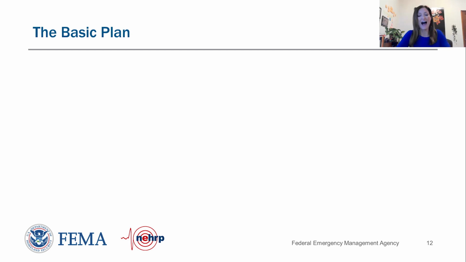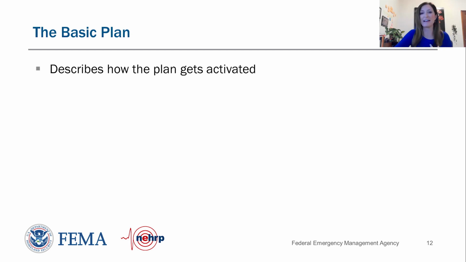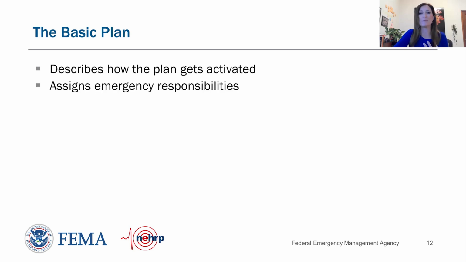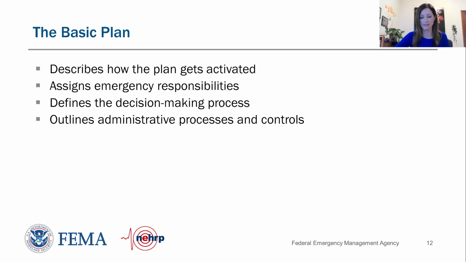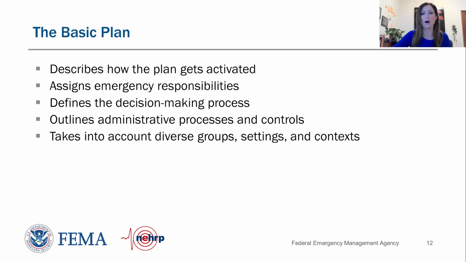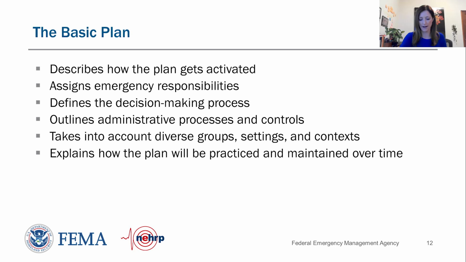At minimum, a basic plan should say, how is this plan going to get activated? Who is going to assume what responsibilities before, during an actual emergency, and in the aftermath? Who is going to be involved in decision-making processes, and what is that process going to look like? Also, it should outline administrative processes and controls, and should consider diverse groups, settings, and contexts, and explain how the plan will be practiced and maintained over time.